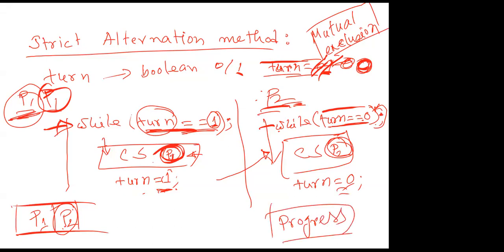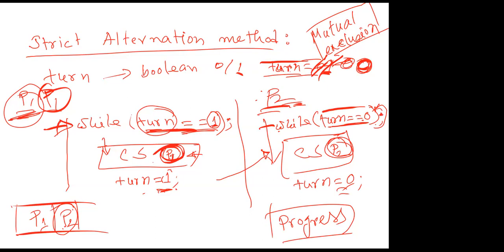What does progress mean? Progress is nothing but: if a process is not inside the critical section, then it should not stop another process from entering the critical section. If a process is executing the non-critical section, it shouldn't stop another process from entering the critical section. This is the progress. Let's check whether this progress is satisfied or not by these algorithms.